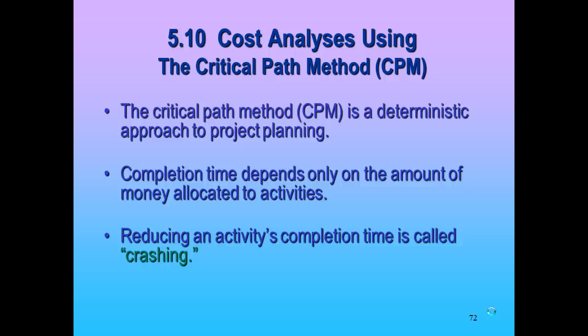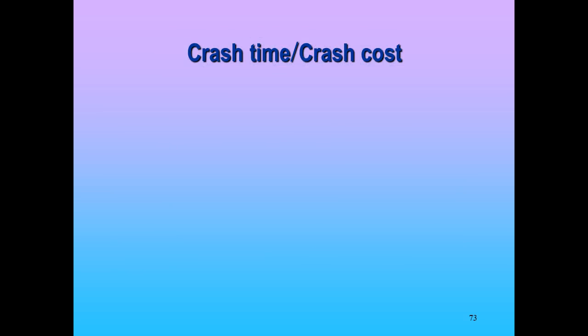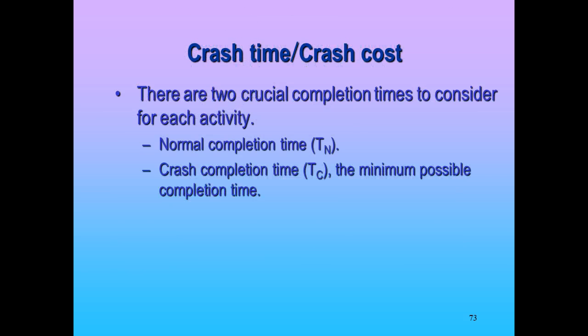Now it makes a few assumptions. Completion time depends only on the amount of money allocated to activities, and reducing an activity's completion time is called crashing, I think I mentioned that. There's a couple things we need, okay? We need to look at activities as a normal time and a normal cost, and a crash time and a crash cost. For example, let's say I have activity A and activity B.